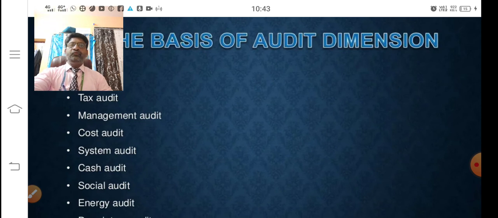And next, now we are going to discuss system audit. What is meant by system audit? System audit means an audit which is carried out on the system followed by every institution. The systems have several subsystems. On the basis of that, the audit is carried out to achieve the objectives.